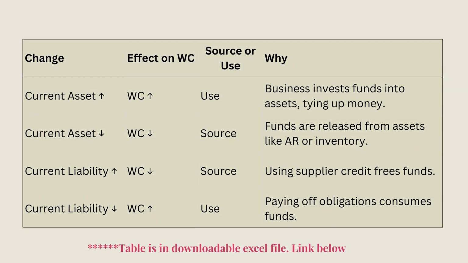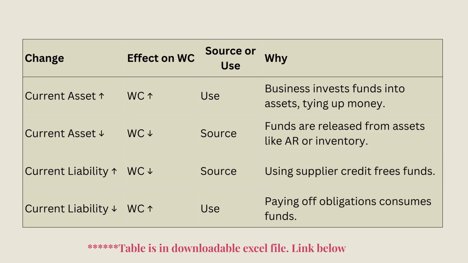So here are the rules. An increase in a current asset uses funds. A decrease in current assets is a source of funds. An increase in a current liability is a source of funds. Decrease in a current liability is a use of funds. To make it even easier, here's the full logic in one table. And this is also included in the downloadable Excel in the description below. So let's look at the change and the effect on working capital.